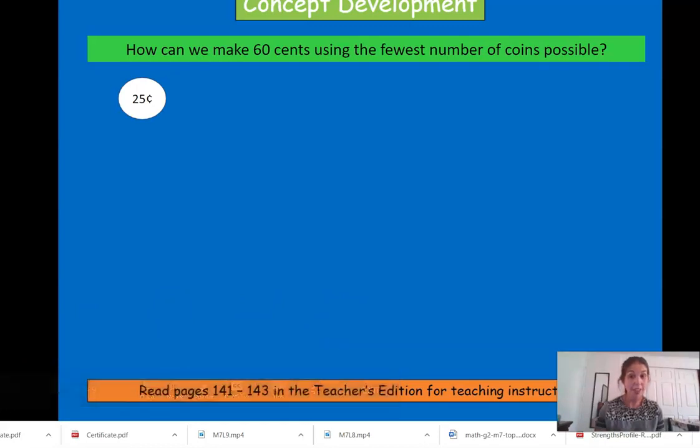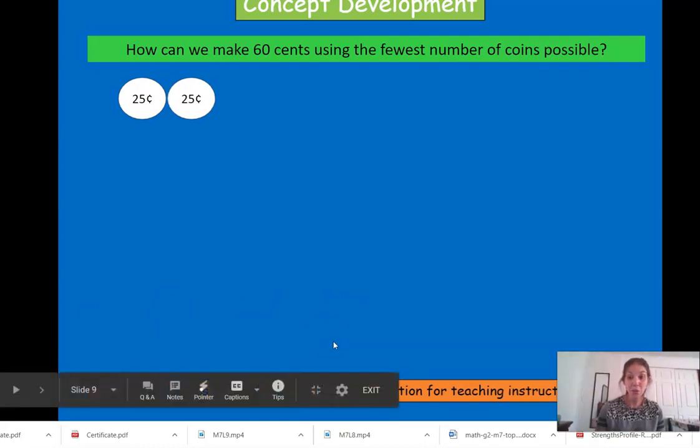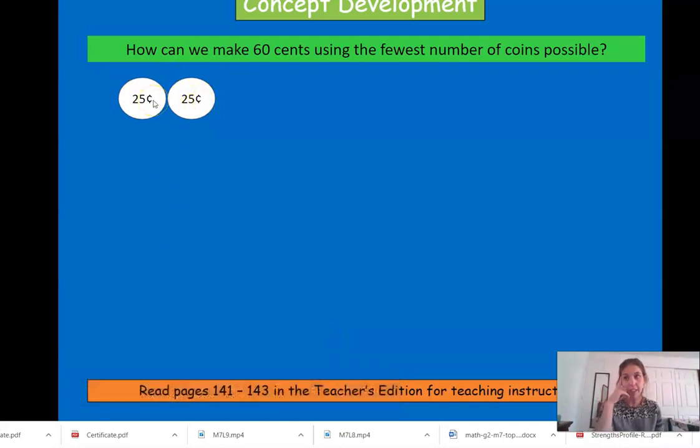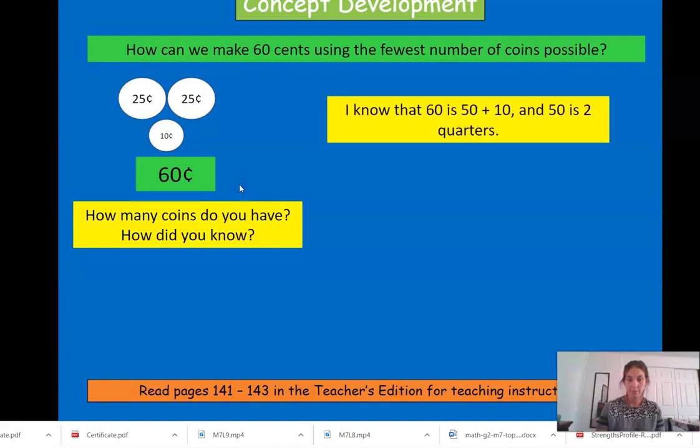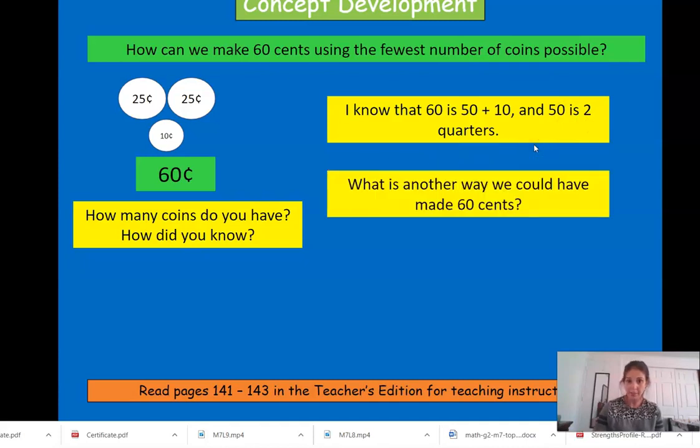25, we have enough that we can use 25. We can use 2 quarters to be 50. 50 cents here. Now I'm thinking 50, and we need 10 more cents because we've got to get to 60. So 50, 60 if I'm counting by tens. So I could use my dime. And I only have 3 coins to show 60 cents. So 60 is 50 plus 10. 50 is 2 quarters. That's what we just talked about.